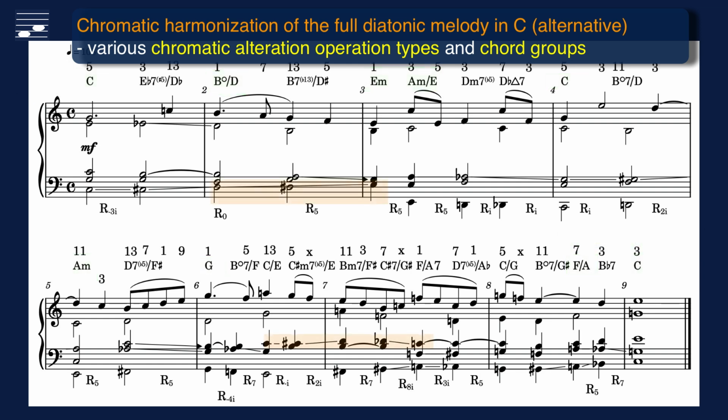I've marked the various chromatic alteration operation types: the single, note the two overlapping, and the coinciding chromatic groups. The arrows show dissonant chordal function handling and contrary versus parallel motion. Notice the chord density increase near the end.